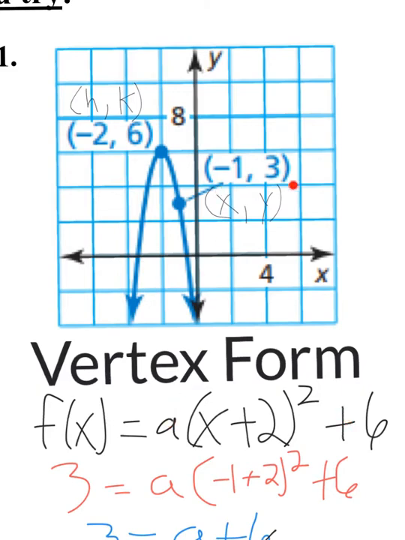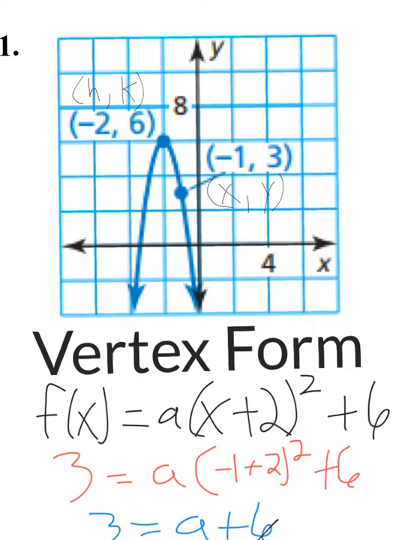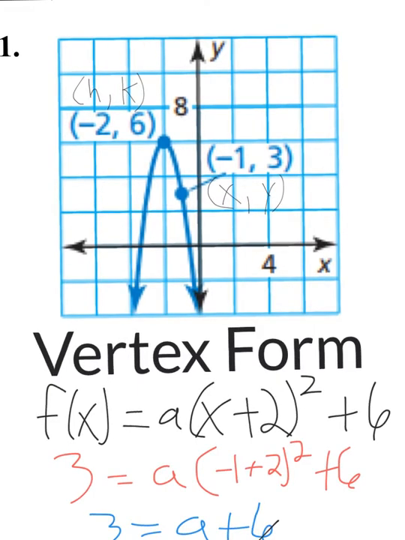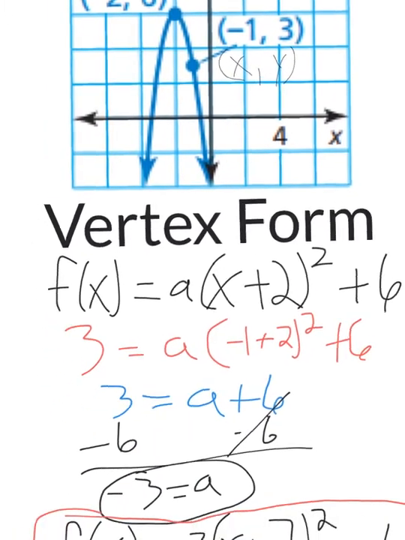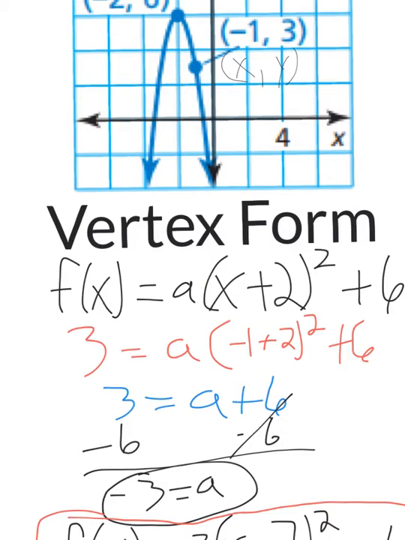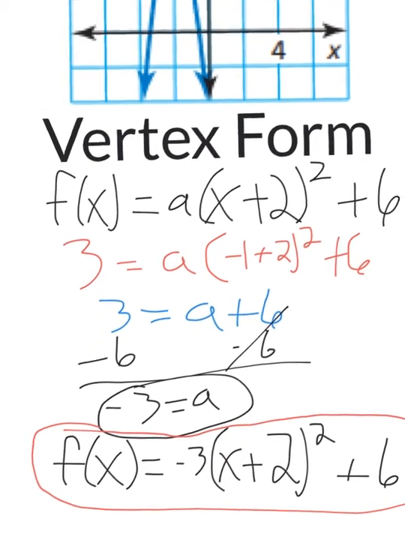So I plugged in negative 1 and 3 for my second step. And so negative 1 plus 2 squared is 1. 1 squared is 1 still. So I had 1a plus 6 equals 3. Again, if it's 1a, you don't need to write the 1. So minus 6 to the other side. 3 minus 6 is negative 3, so a is negative 3.